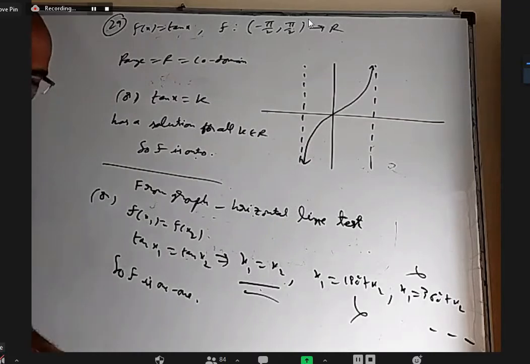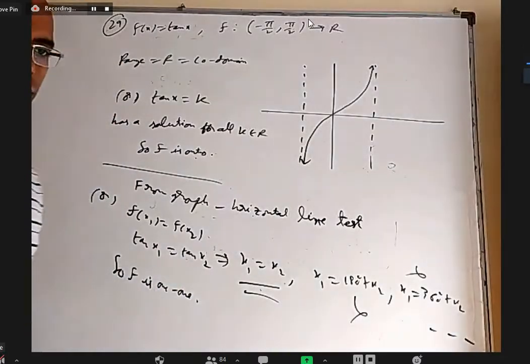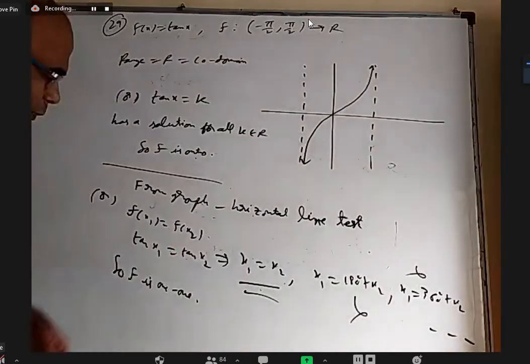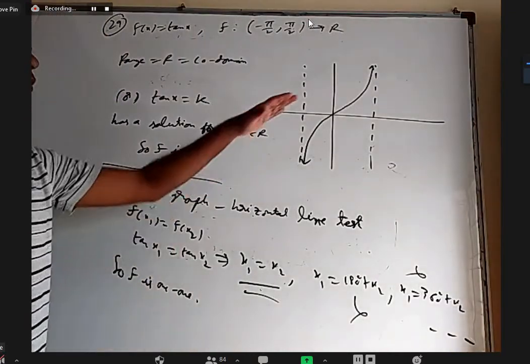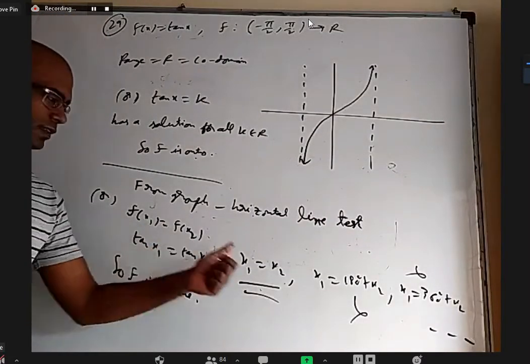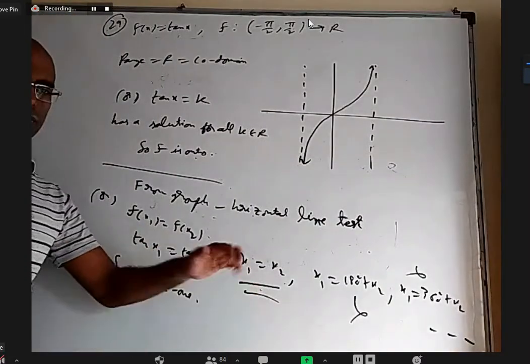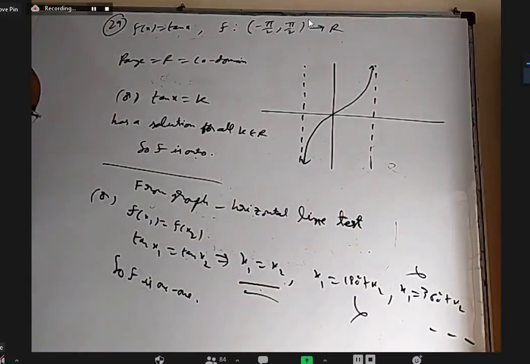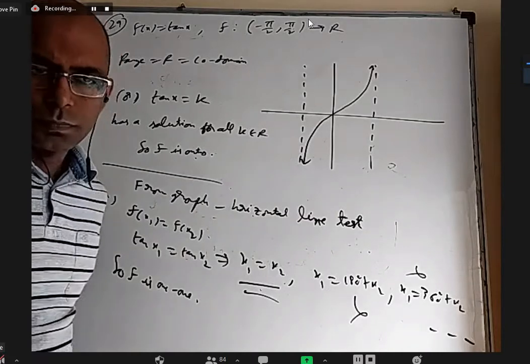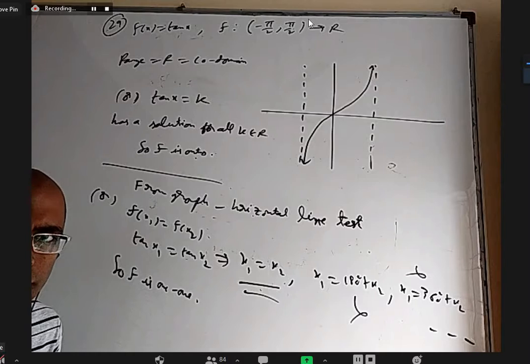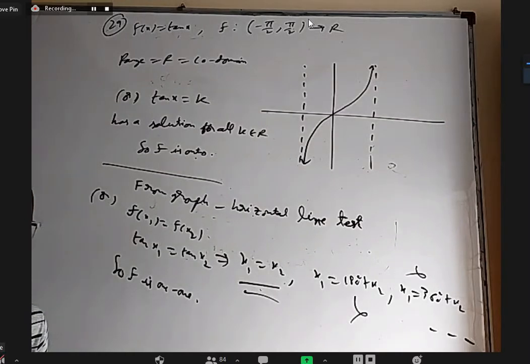Disproving is always easy because you can give an example. You can give two different x values where the image is the same, then it is not 1-1. But to prove something is 1-1, either you can go for the horizontal line test or start with f of x1 equal to f of x2 and somehow prove only x1 equal to x2 and no other relation between x1 and x2. Then also it is proved 1-1. Is it all right, 29? Yes, sir.